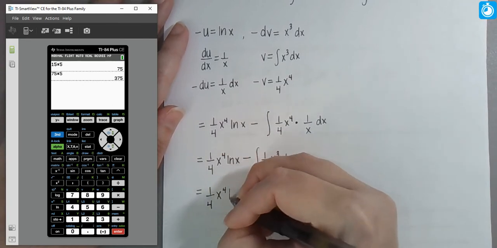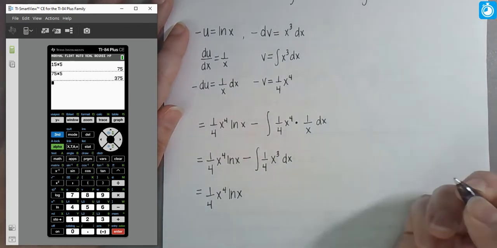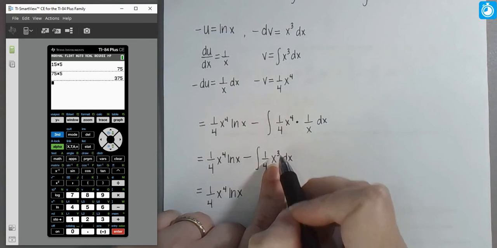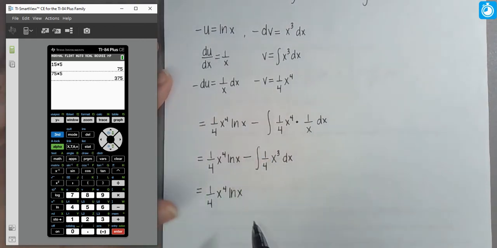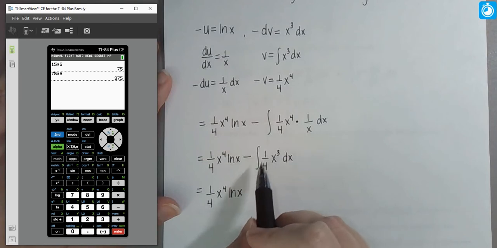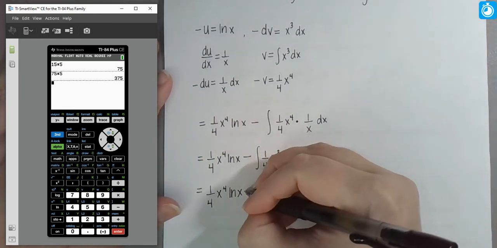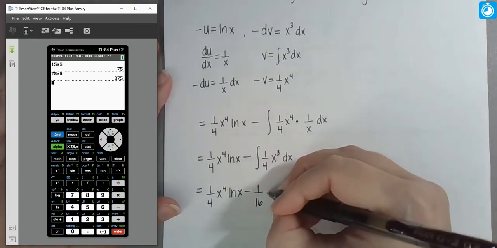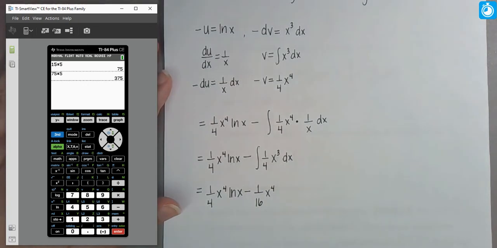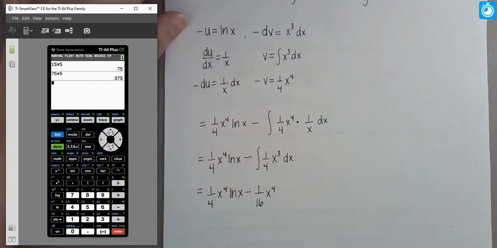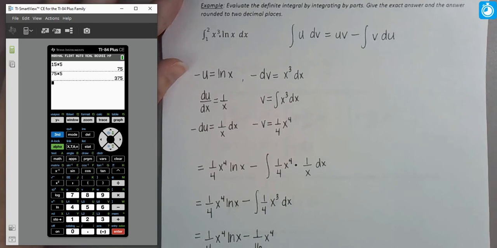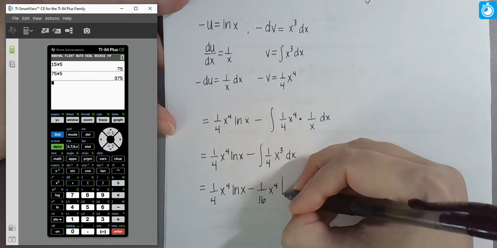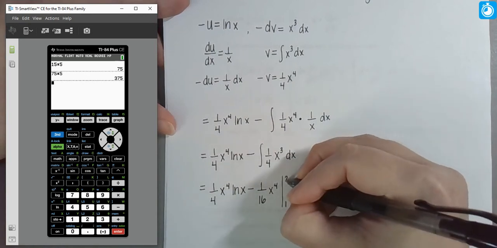So we have 1/4 x to the 4th times the natural log of x. And for this one, we're going to increase our exponent by 1, so it becomes a 4th power, and then divide by that 4th power. So that's just going to take it to the denominator. And so our new denominator is going to become 1/4 times 4, which is 16. Where's our plus c? Well, remember, this is a definite integral. We don't need plus c. So once we get down to our final answer here, we're now evaluating this from 1 to 2.